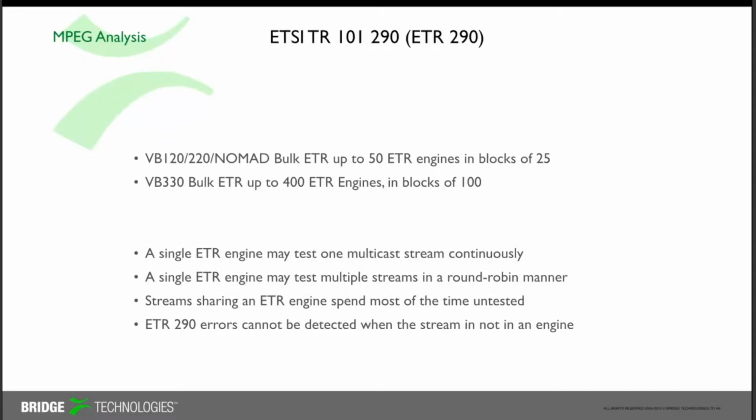Because the chances of you catching an error are less and less these days, because transport streams are far more robust. There is an instance where you absolutely must have a single ETR engine, and that's using the Gold TS, and we'll look at that later.